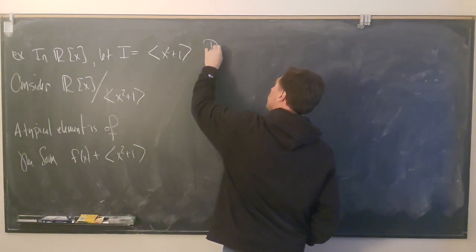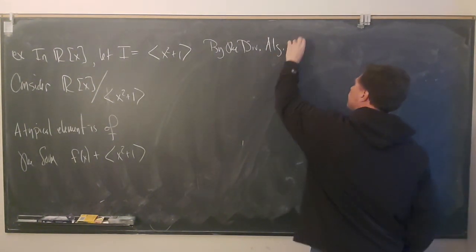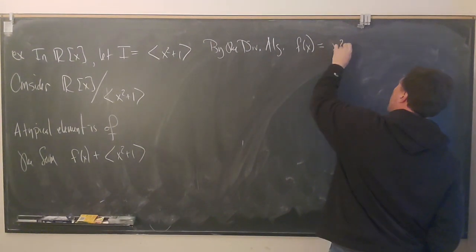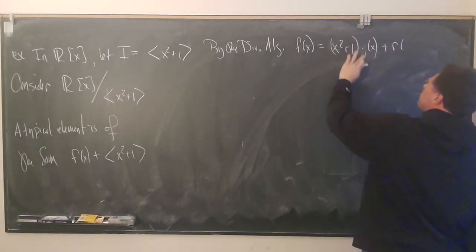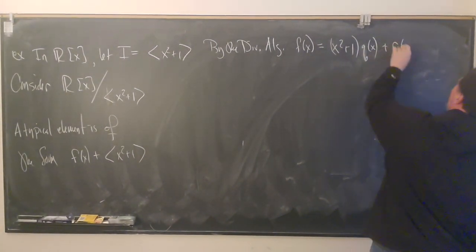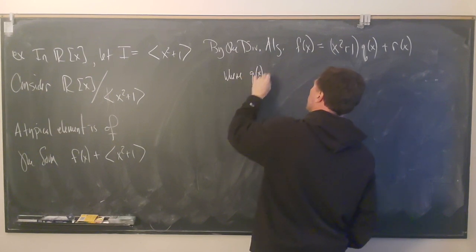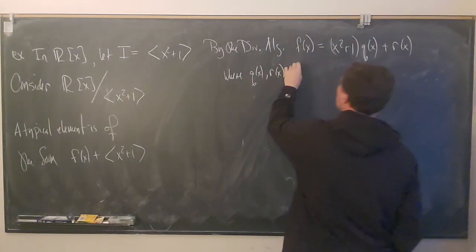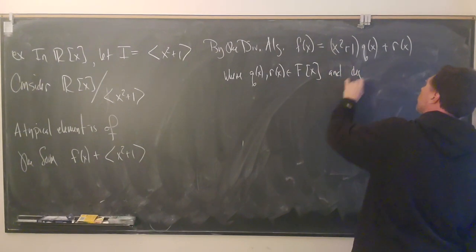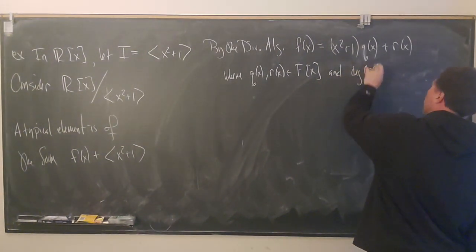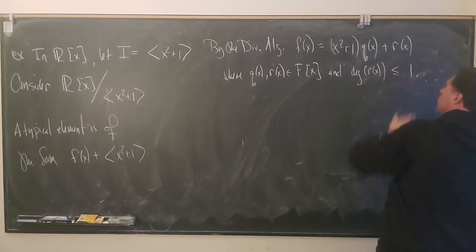So by the division algorithm, f of x is equal to x squared plus 1 times q of x plus r of x, where both q of x and r of x are elements of F bracket x, and the degree of r of x is strictly less than the degree of x squared plus 1, which means that the degree of r of x is less than or equal to 1.